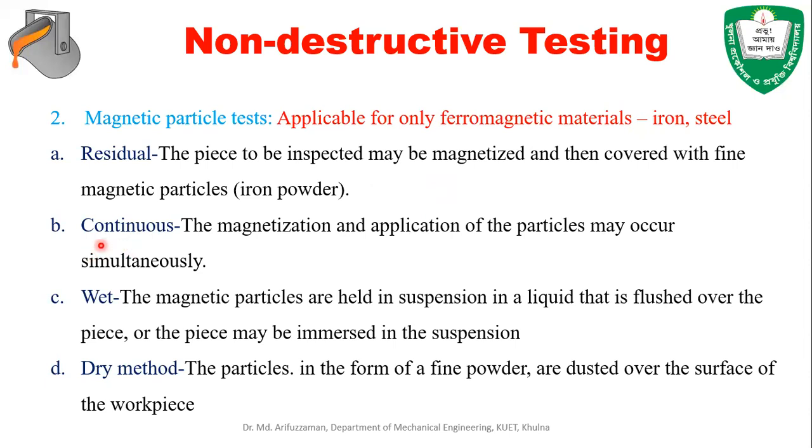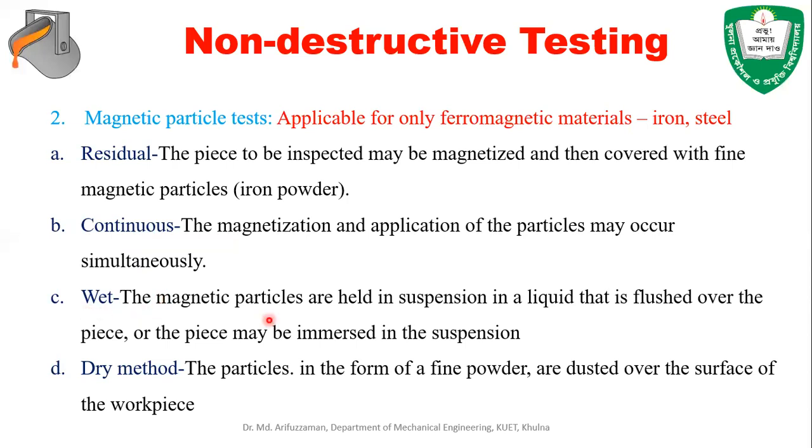And the second one is the continuous. In the continuous method, the magnetization and application of particles may occur simultaneously. That means you do the magnetization, and at the same time you sprinkle the magnetic powders or magnetic particles, or iron powders or iron particles, on the surface, and simultaneously you will be able to detect the cracks. That is the continuous test method.